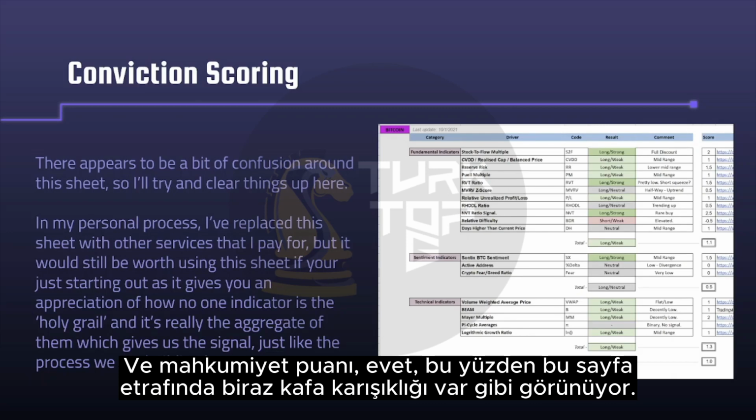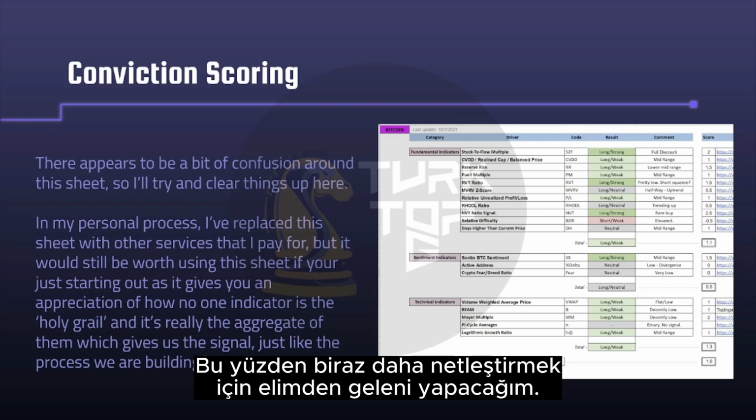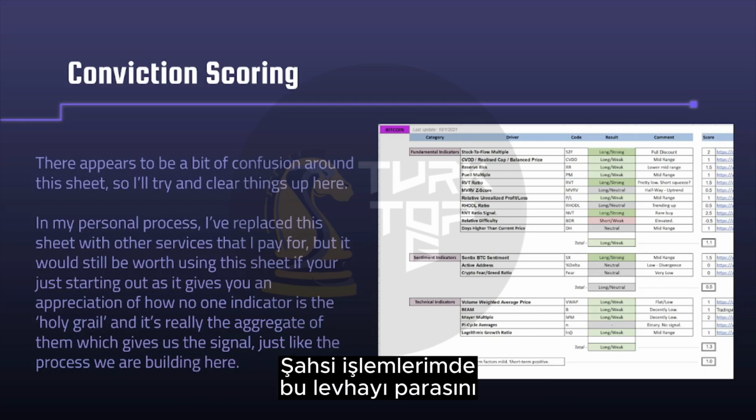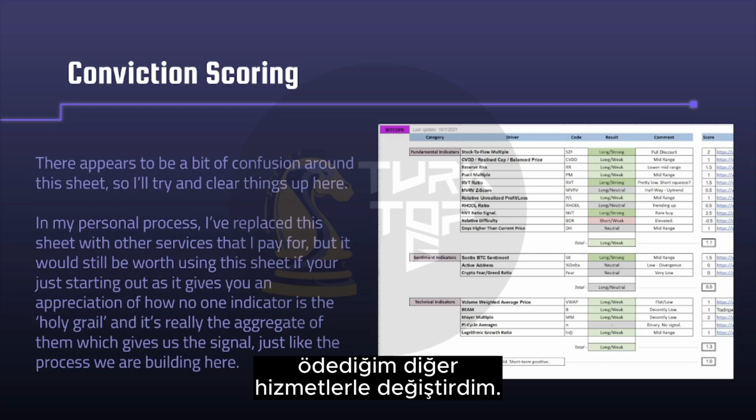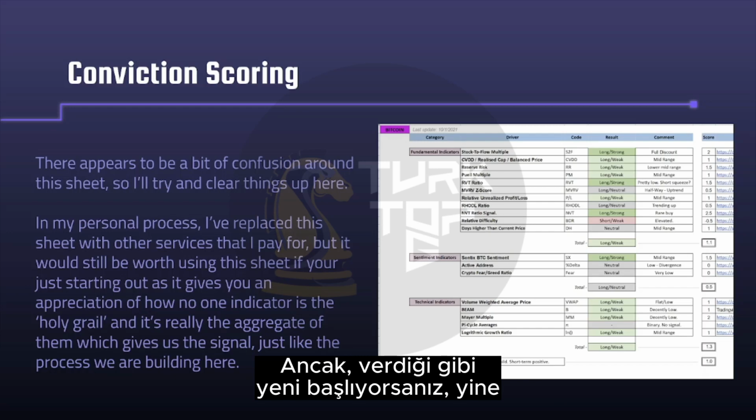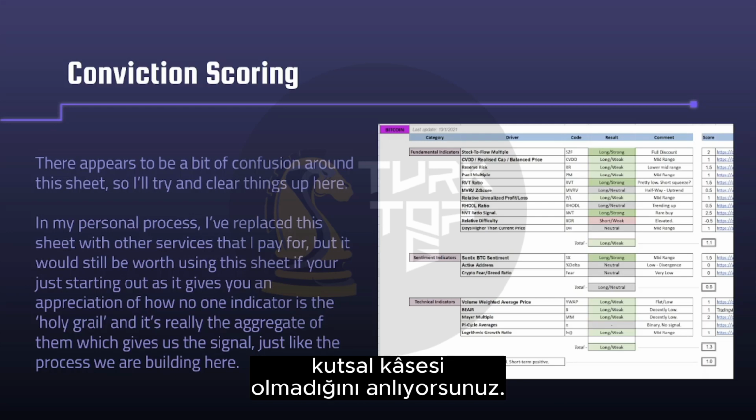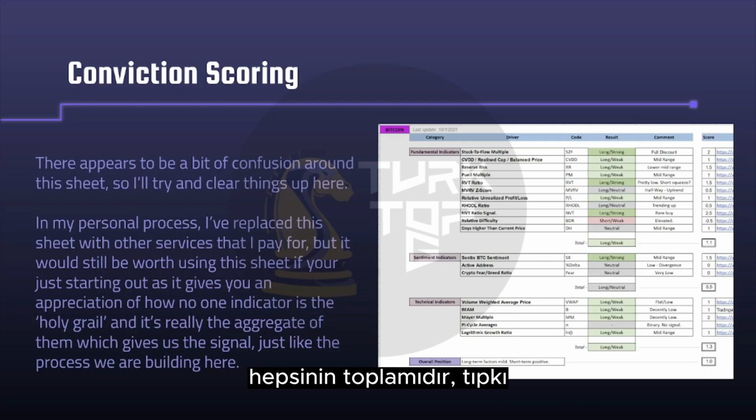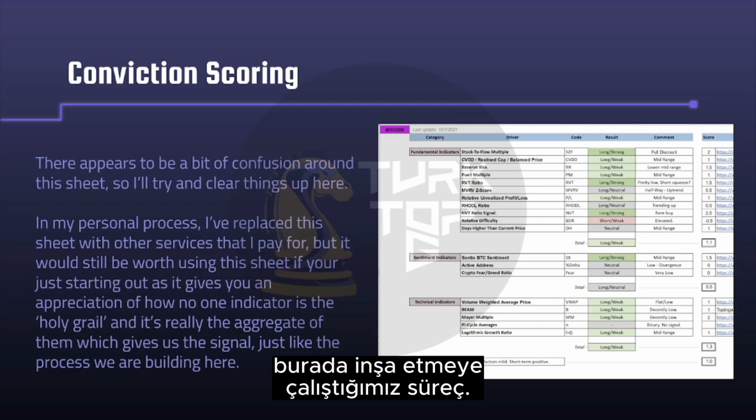Conviction scoring. There appears to be a bit of confusion around this sheet, so I'll try my best to clear it up some more. In my personal process, I have replaced this sheet with other services that I pay for. I don't use this anymore, but it would still be worth using this sheet if you're just starting out, as it gives you an appreciation of how no one indicator is the holy grail of all the different indicators, and it's really the aggregate of all of them which gives us the signal, just like the process that we're trying to build here.